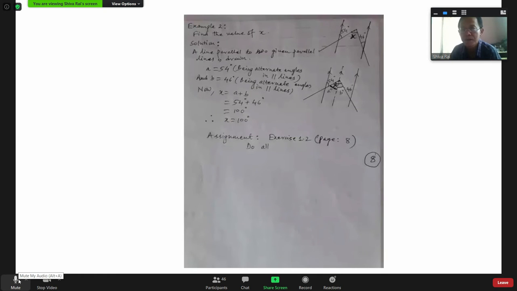Remember, if those lines are not parallel, then it is not correct. Sir, we have to solve for A and B? For which? For these two numbers, 54 and 46.